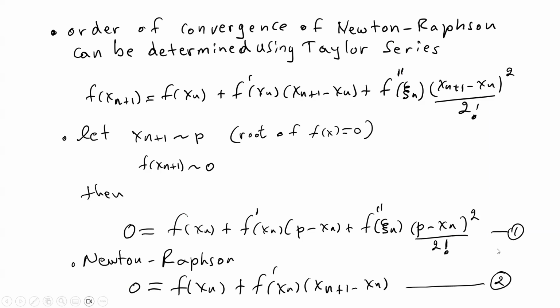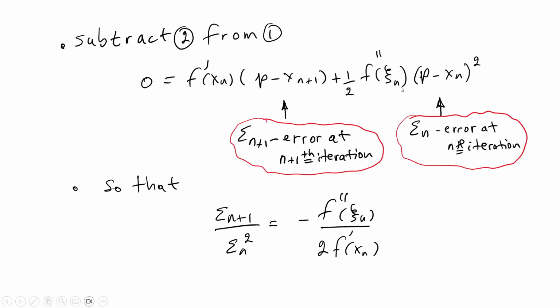By subtracting equation 2 from equation 1, we obtain these equations. These quantities represent the error at iteration n plus 1, and these quantities show the error at the nth iteration. If you remember, for finding the order of convergence, we have to write the two sequence errors based on this equation, meaning the ratio of the error at n plus 1 to the error at the nth iteration. Once we rearrange these equations, the power of the error at the nth iteration is 2, which indicates that the order of convergence for this method is 2.